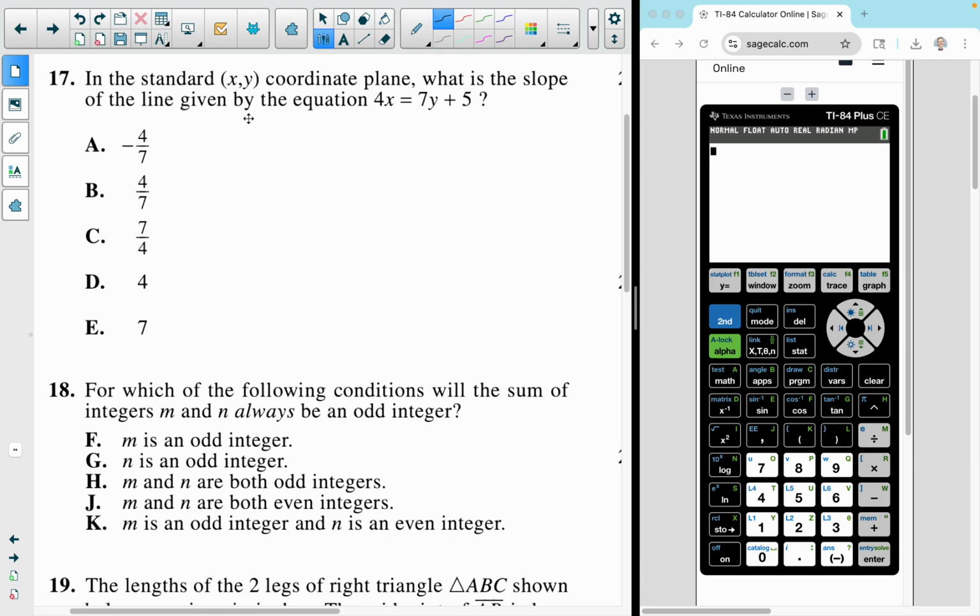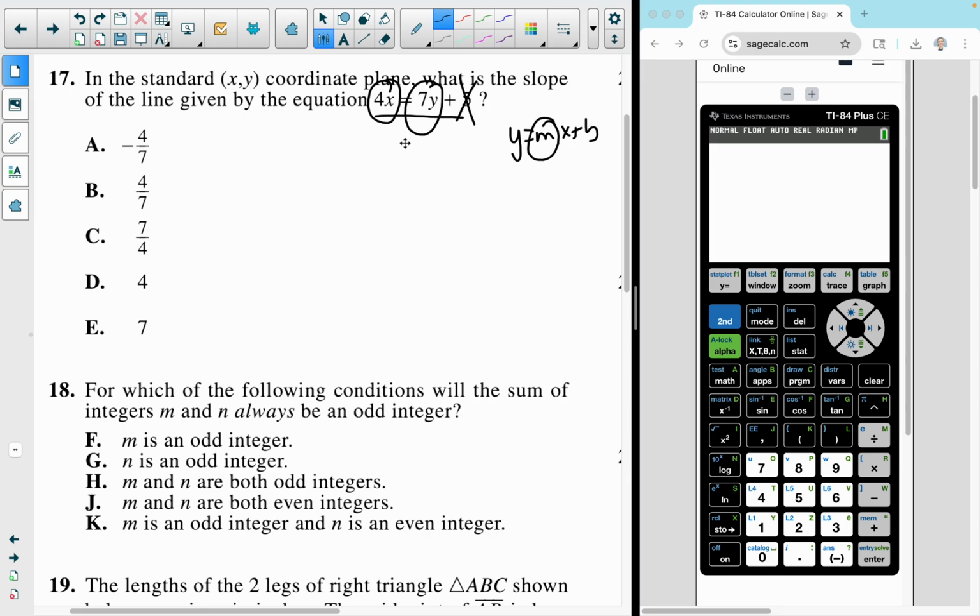What is the slope of the line given by this equation? Remember, this is a linear equation. It should be in the form y equals mx plus b. Slope is the m attached to the x. So I only have to care about getting the y by itself with the x. So I only care about these two numbers.